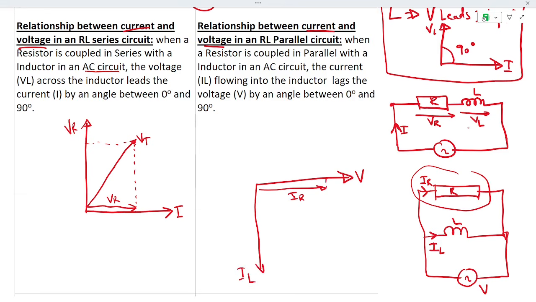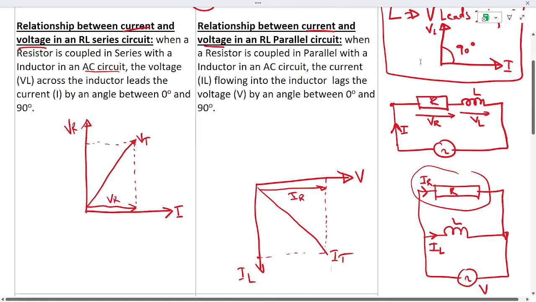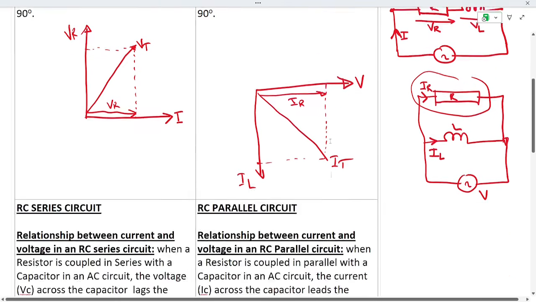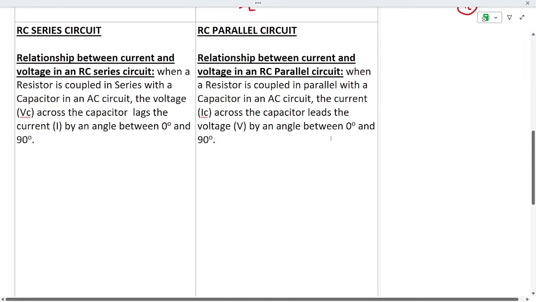So we're going to have to project a little bit like that, and then like this to the IL, and then draw our total current. Easy. So easy like that. Just like that. Let's go to RC circuit. Let's do the same thing with RC circuit.